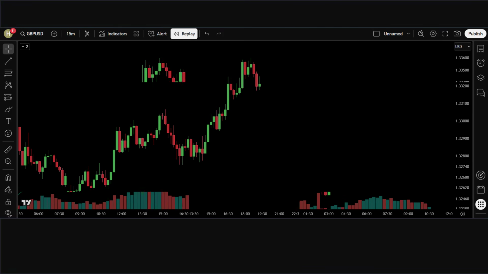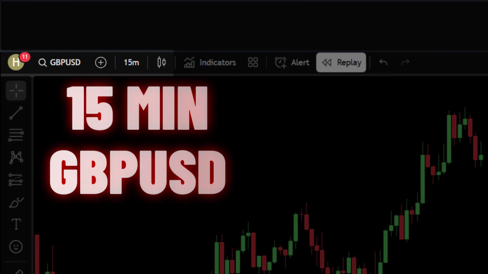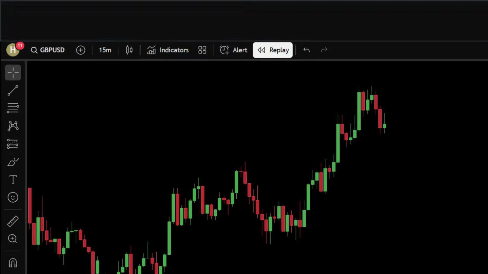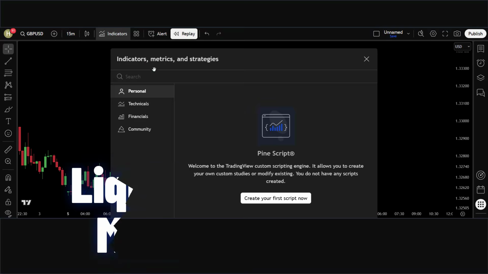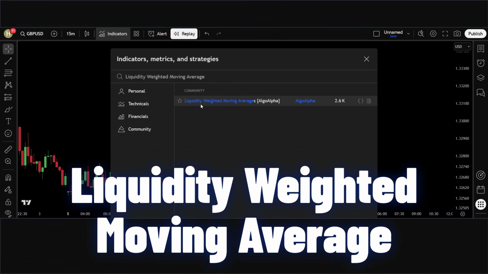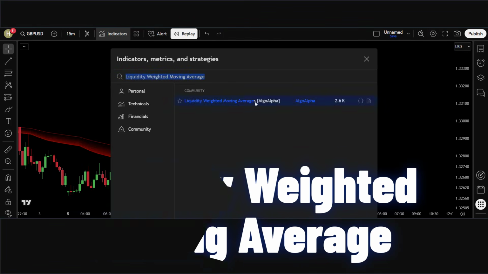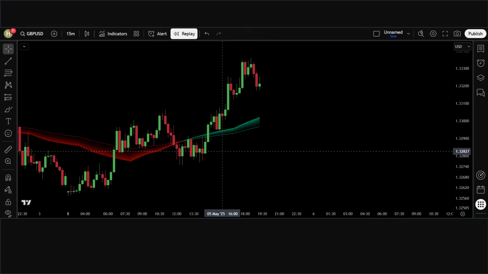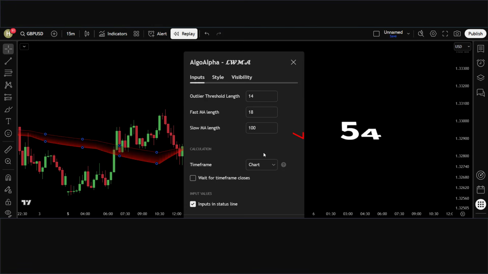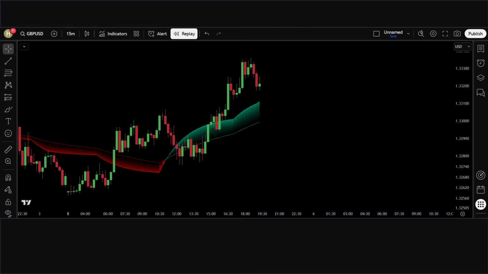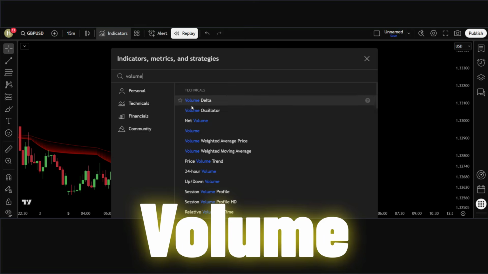Let's get started. We are going to test this strategy on a 1-minute timeframe chart. In this setup we would require two indicators. First indicator name is Liquidity Weighted Moving Average. Keep the indicator setting as I have shown here. We have to apply another indicator on the chart. Second indicator name is volume.